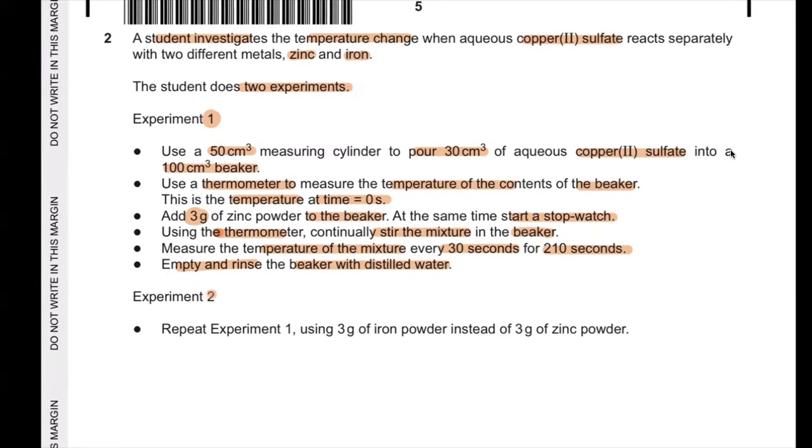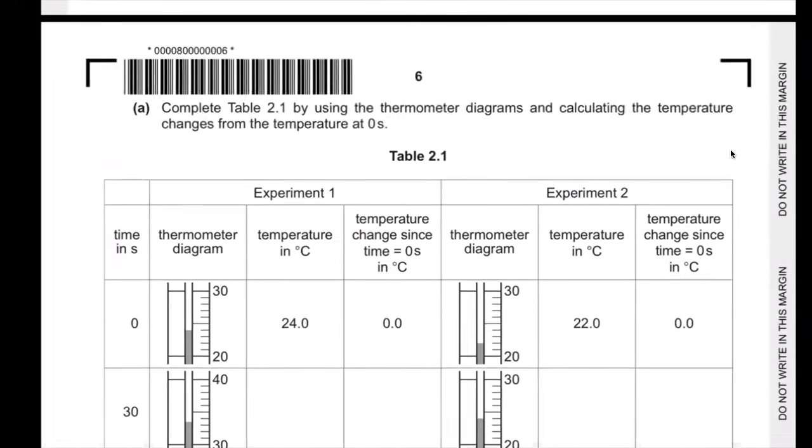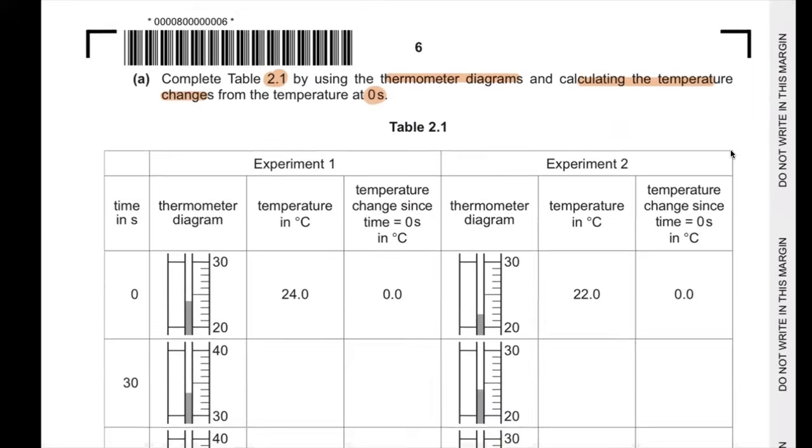Okay, now in experiment 2, repeat experiment 1 using 3 grams of iron powder instead of 3 grams of zinc powder. So the experiment has been repeated, now with 3 grams of iron. Now part A, complete table 2.1 using the thermometer diagrams and calculating the temperature changes, that is delta T. Change in temperature is always final temperature minus initial temperature, from the temperature at 0 seconds. So it's the initial temperature.